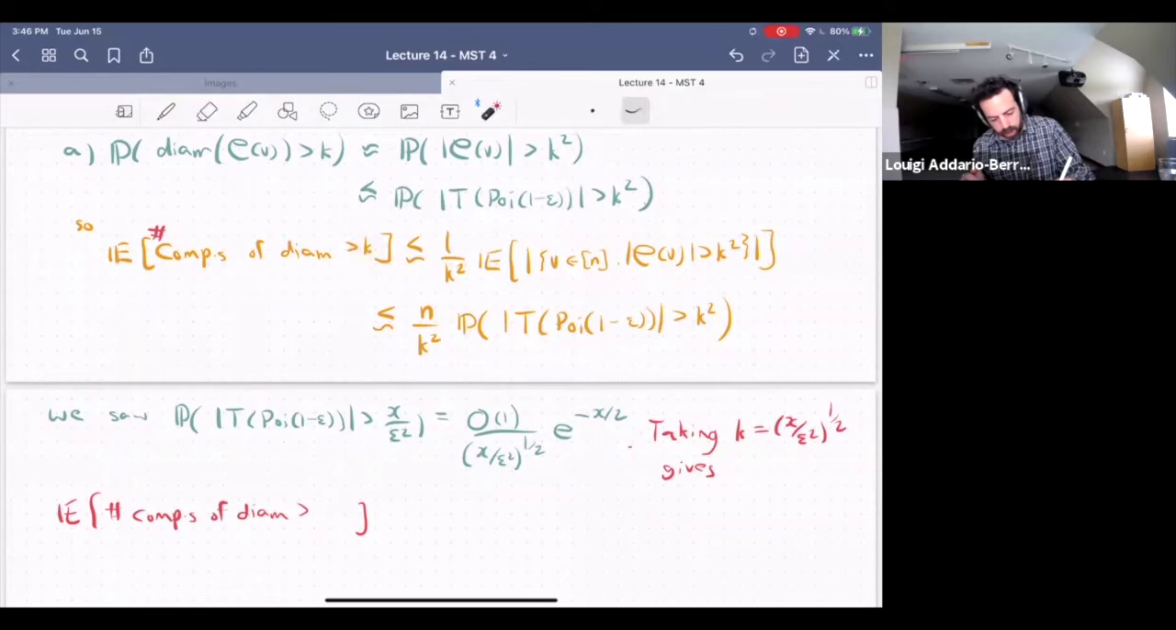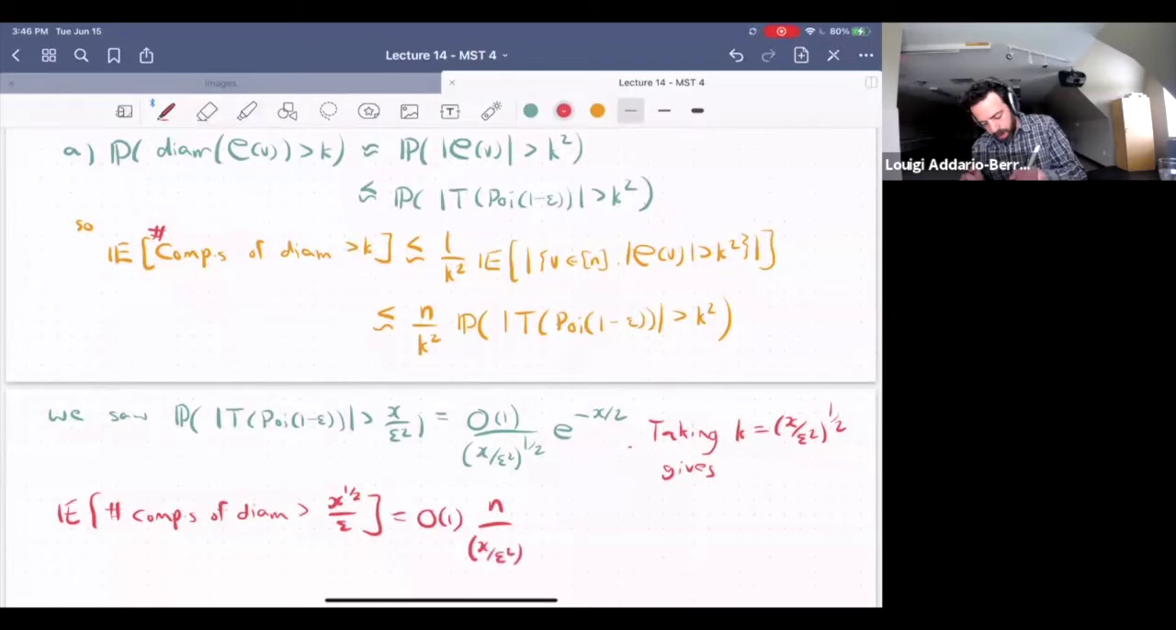This is a k and not a k squared. So diameter x on epsilon squared to the half, which is what, x to the half on epsilon, so order one. Then we have n over k squared, so x on epsilon squared, and then we have this upper bound here. So that gives us an extra x on epsilon squared to the half, and then e to the minus x on two. So let me just rearrange that. Here we have a one on epsilon cubed on the bottom, so that's n epsilon cubed over x to the half e to the minus x on two with an order one.